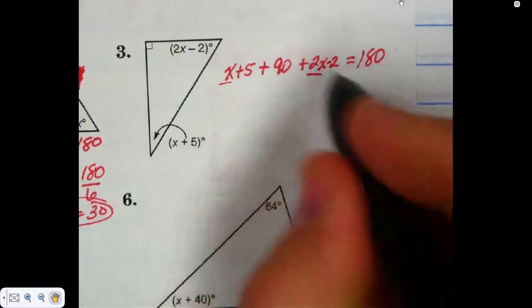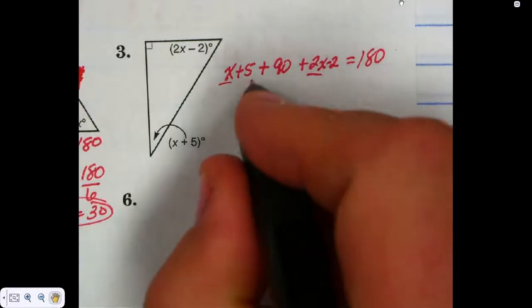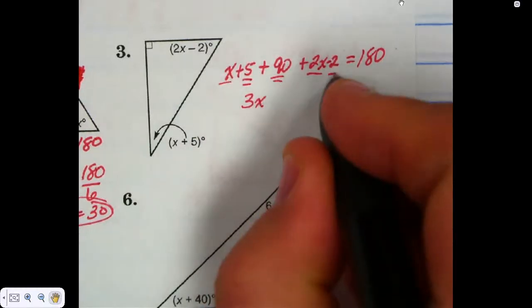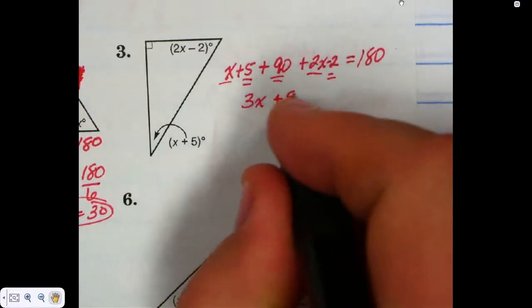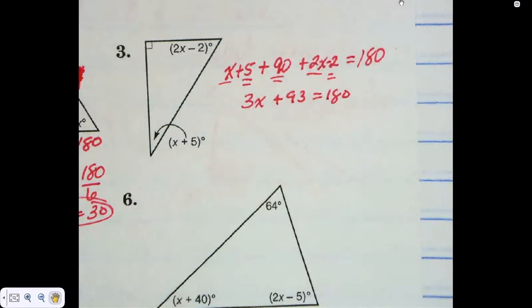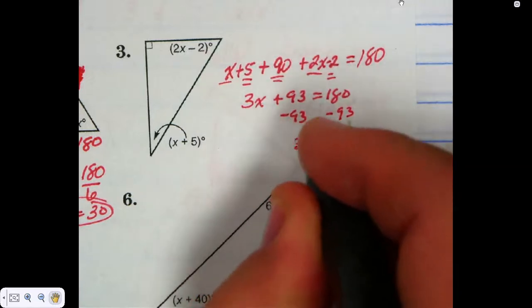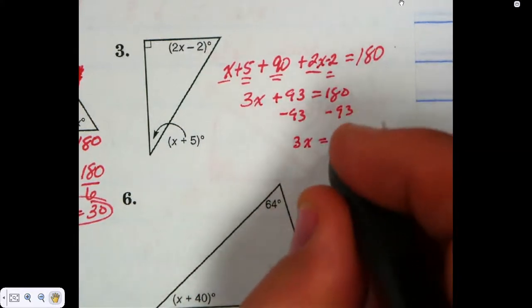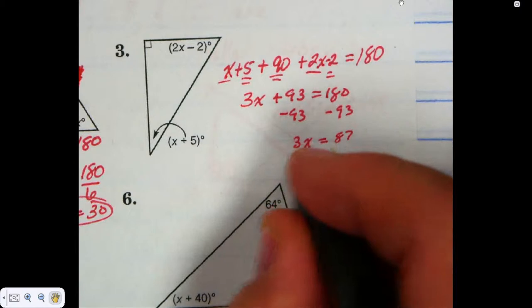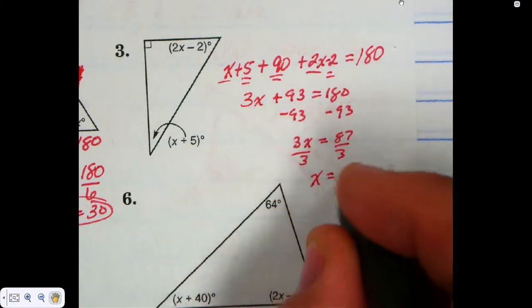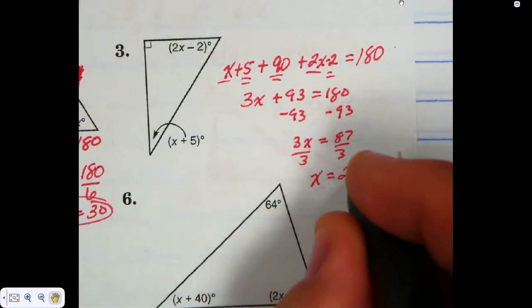Now, like terms are here and here, so that's what? 3x. Here like terms, 93. Plus 93 equal to 180. Now, does that look more like an equation you're used to solving, where you know what to subtract or add to both sides? Yeah. Subtract 93. 3x is equal to 87. 29, is that right?